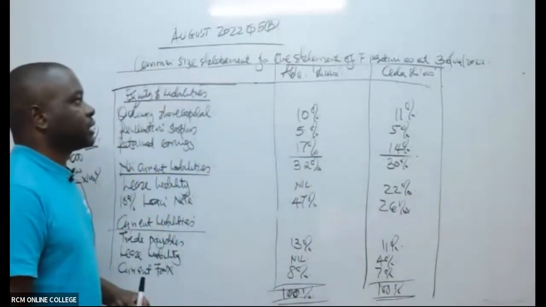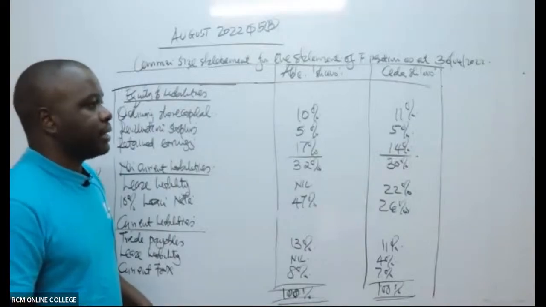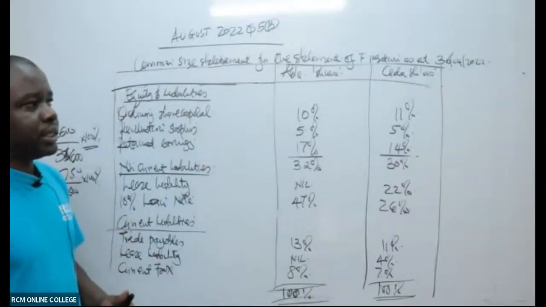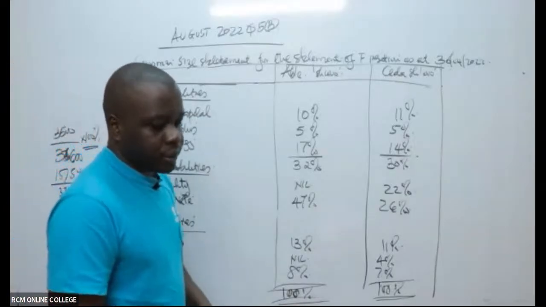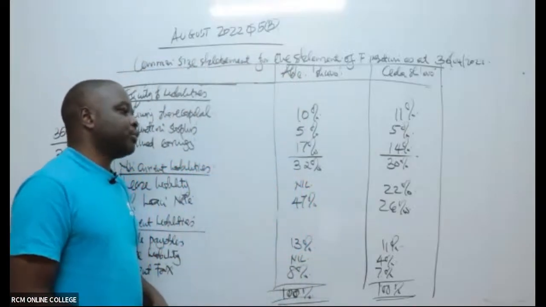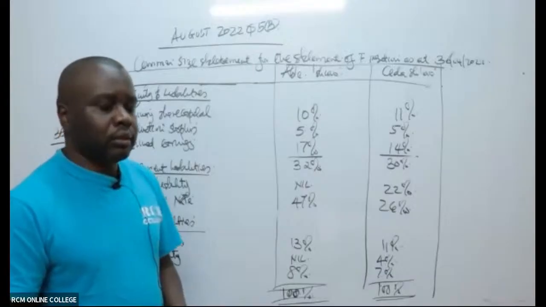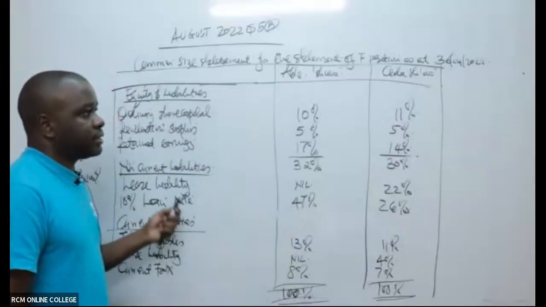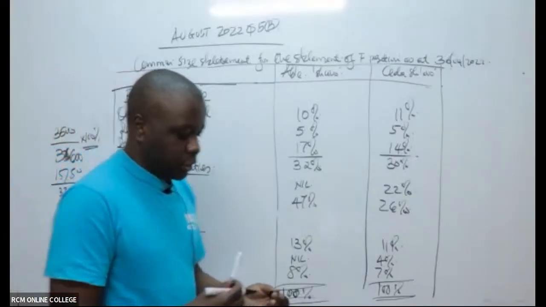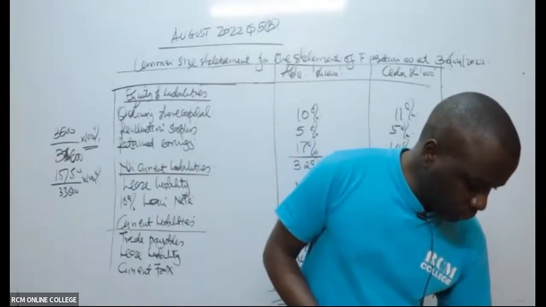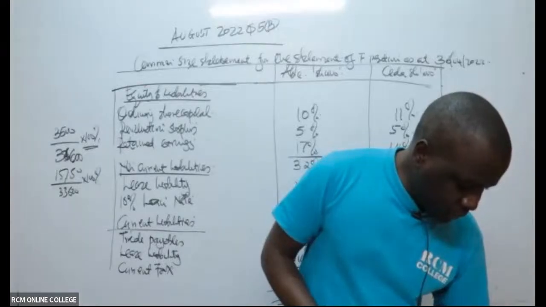whereby you convert the items in the financial statements into percentages using the total sales figure or the total revenue figure as the base in the income statement, and you use the total assets and the total equity and liabilities to convert the items in the statement of financial position.